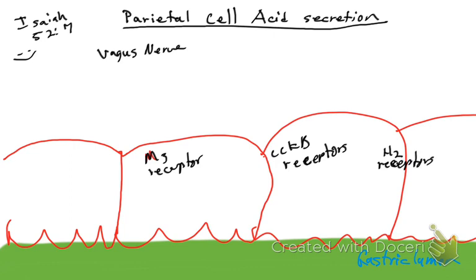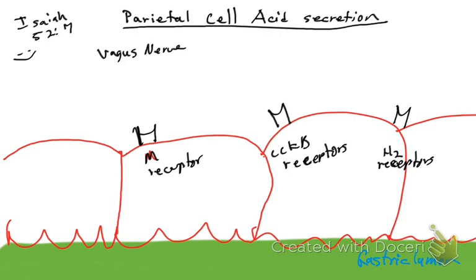So we can draw the receptors here, just like this. Those are the receptors. Now all of those are going to join one area, and we will see that soon. But let's start with the vagus nerve. So what's going on? The vagus nerve goes to the M3 receptors, this one here.